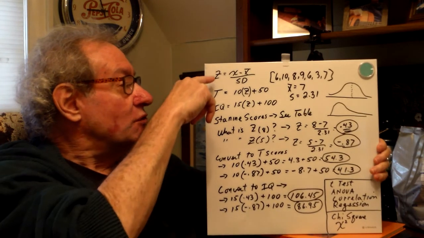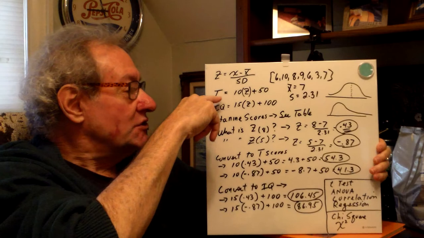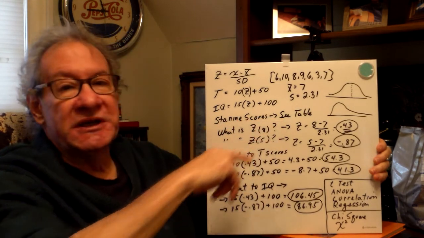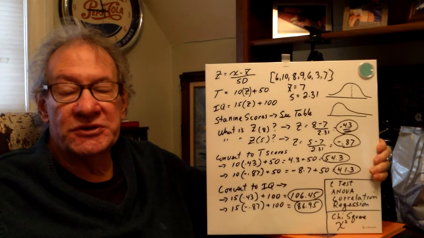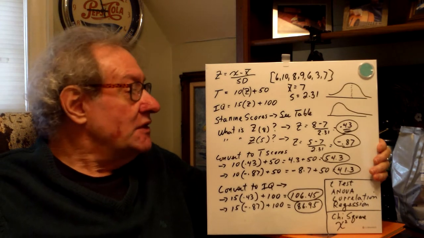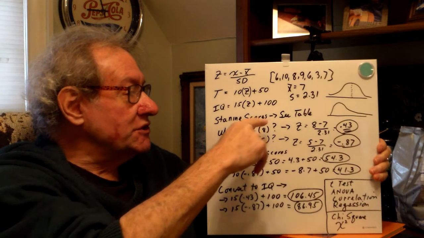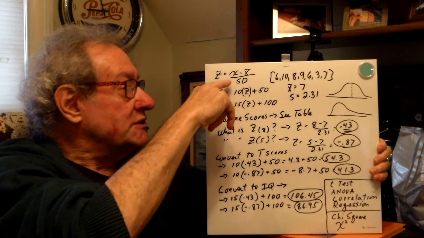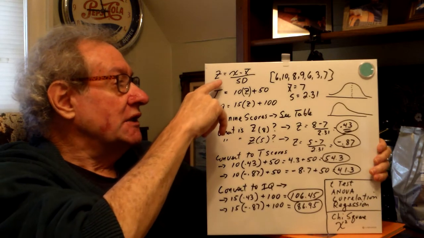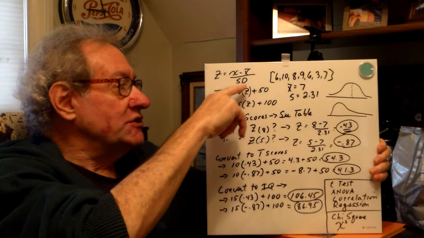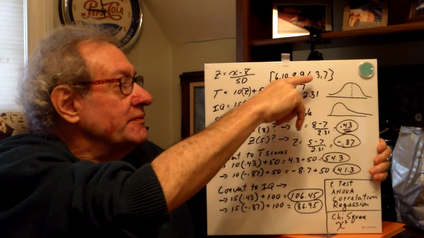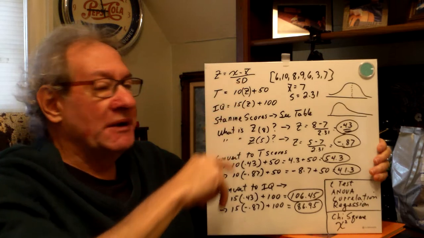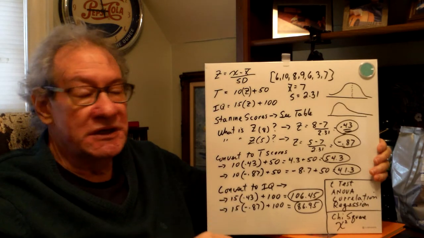I've written the formulas for the z-score, the t-score, and the IQ score. For the Stanine score, there is a table that allows you to convert z-scores to Stanine scores. So we're not really going to talk about Stanine scores anymore in this video. However, the most important is the z-score. And if you look at the formula, this little x just stands for one of these values. So you take a value, you subtract the mean, and you divide by the standard deviation, and then you get a z-score.